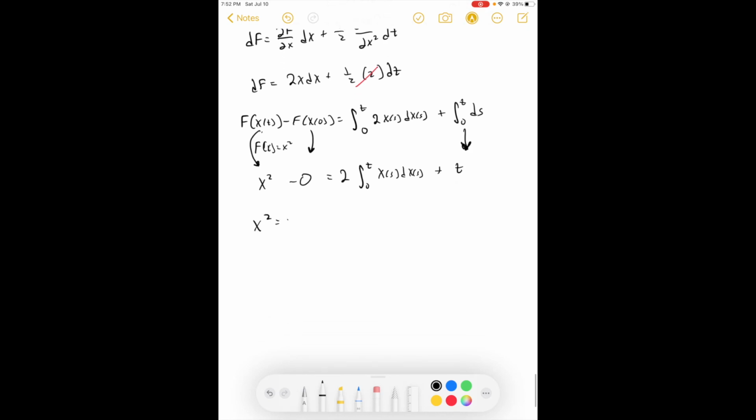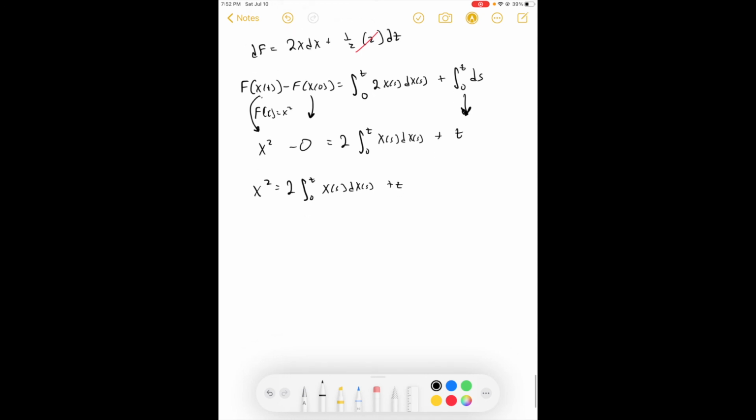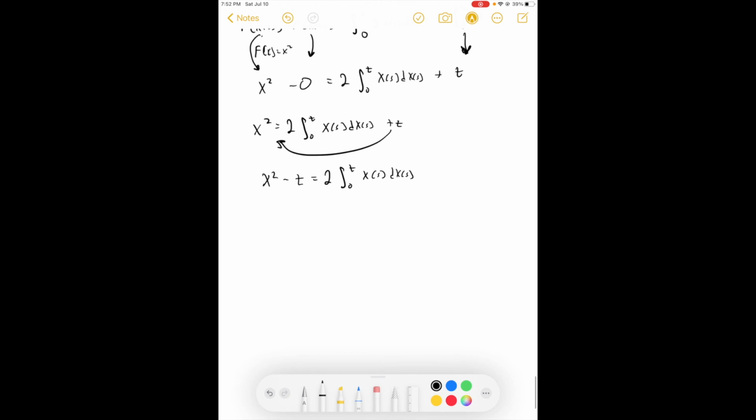So we have now x squared equals 2 times the integral from 0 to t of x of s dx of s plus t. We can move this over. X squared minus t equals 2 times the integral from 0 to t of x of s dx of s. Divide by 2. We get x squared over 2 minus t over 2 is the answer for our integral from 0 to t of x of s dx of s, which is the same answer as in the last video.